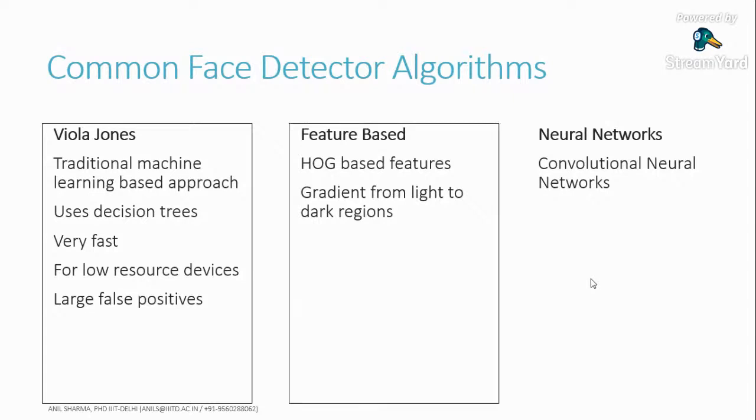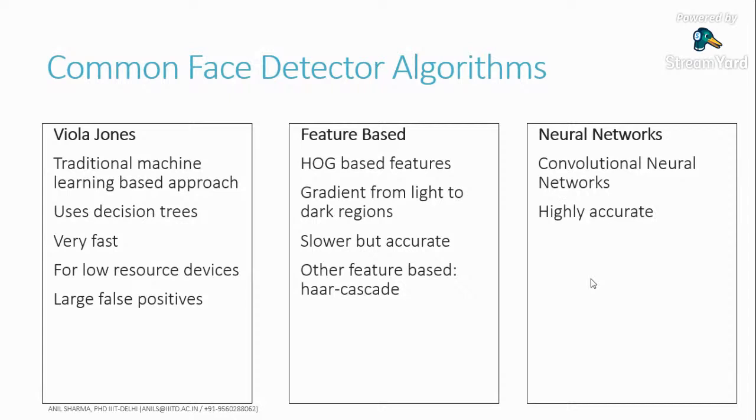The second is feature-based, where the most common is HOG-based features. In HOG-based features, we are computing the gradient in the image from light to dark regions. So we will see HOG features in the next slide. HOG features are slower than Viola-Jones, but they are accurate. And there are many other feature-based approaches like Haar cascade.